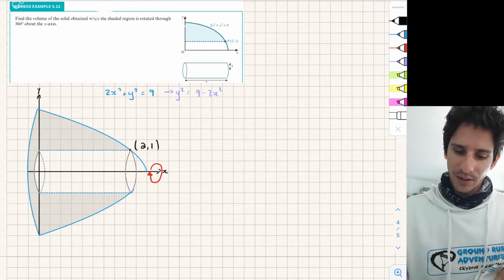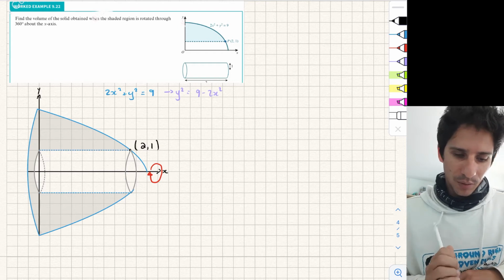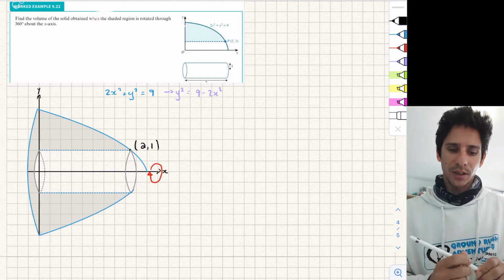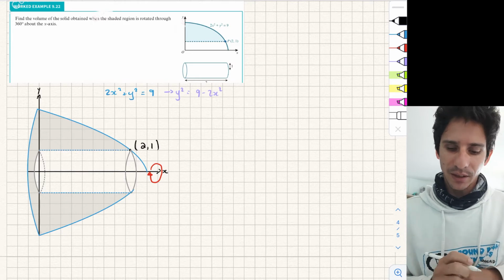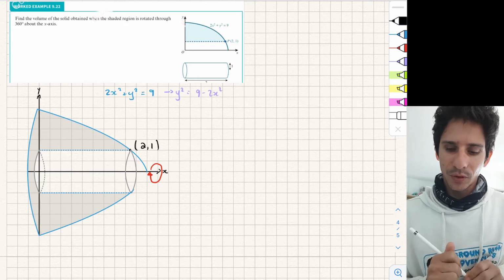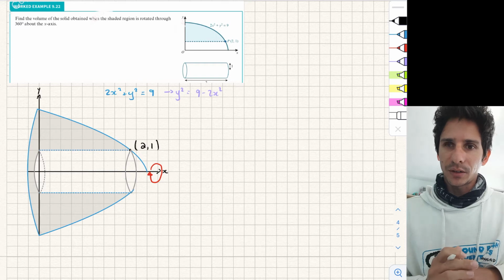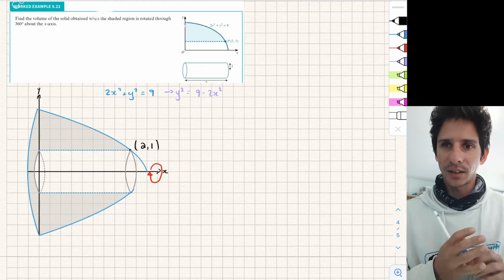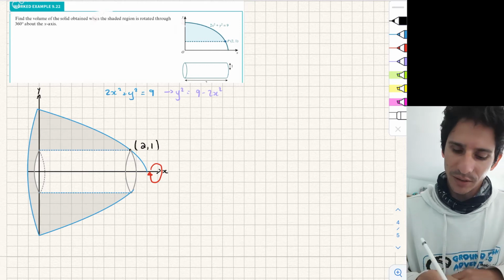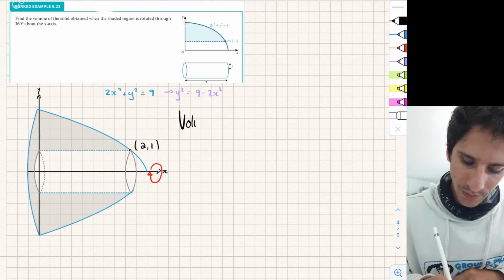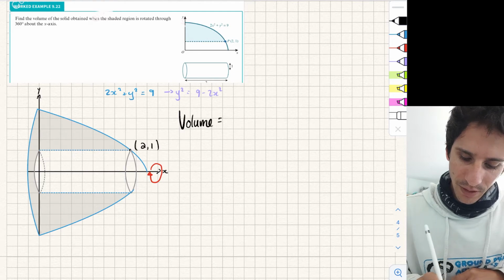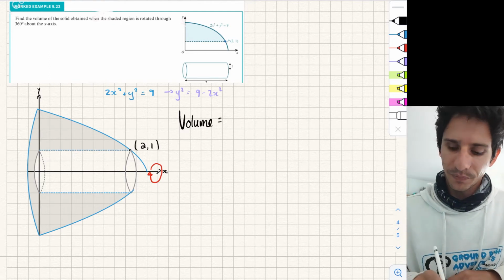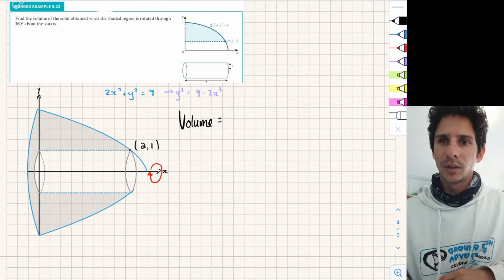Having a look at our question here, we want to find the volume of the shaded region rotated through 360 degrees about the x-axis. We have the curve 2x squared plus y squared equals 9. We're going to start off by working out the volume and pretending that we're not interested in the portion underneath the graph. We're just going to work out the volume as is. So we're going to say that the volume is equal to, now we just need to state which one of our two volume formulas we're using.